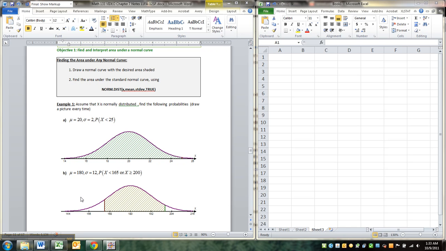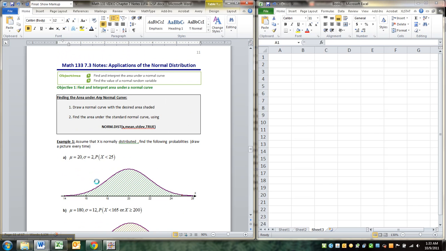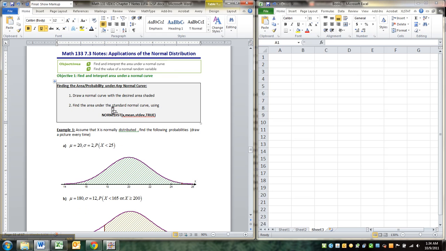So now we're moving back to where we started in 7.1, which is the normal distribution. Not the standard normal distribution, just any normal distribution. So the way we're going to find the area or probability under any normal curve is we're going to draw a normal curve.